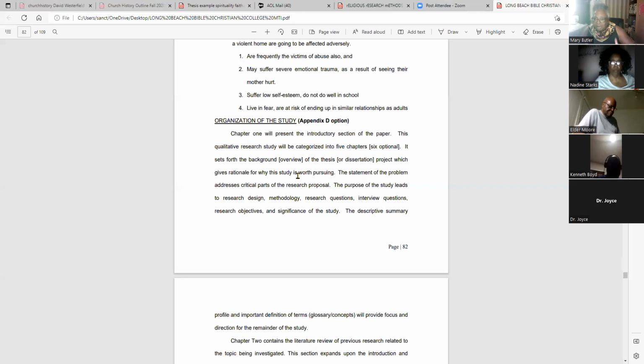What else do I have to write? This qualitative research study will be categorized in five chapters. It sets forth the background. Don't put overview unless you're writing a doctorate. So just put background of the thesis. Don't put dissertation unless you're doing dissertation. Project, which gives rationale. Do y'all get it? The statement of the problem addresses.